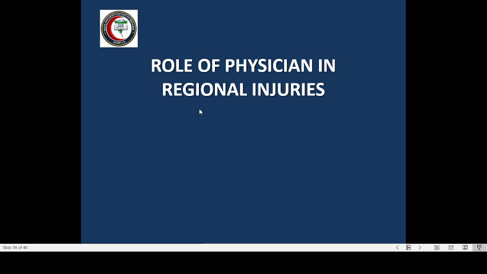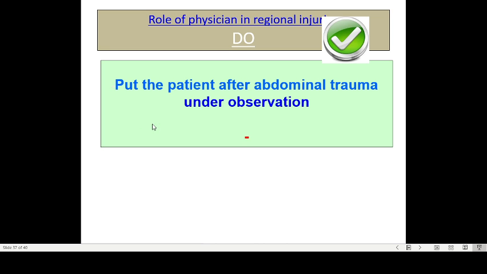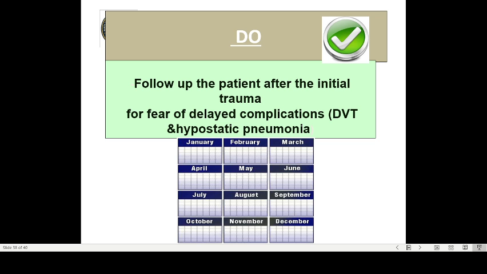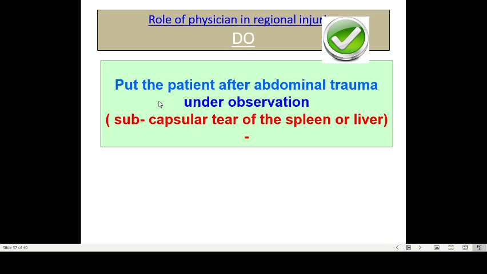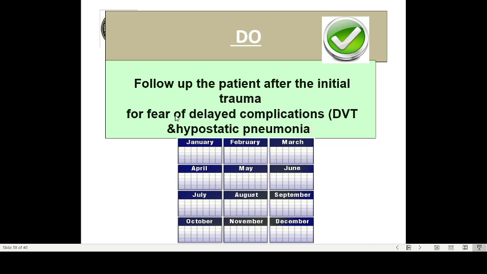The role of physician. We have now reached nearly the end of our lecture. We will discuss the role of physician. The role of physician, as you are accustomed to, consists of something we must do and some things we must avoid. We must put the patient after abdominal trauma under observation because there may be subcapsular tear of the spleen and liver, and he may suffer later from delayed intraperitoneal hemorrhage. We must follow up the patient after the initial trauma for fear of delayed complications such as deep vein thrombosis and hypostatic pneumonia.